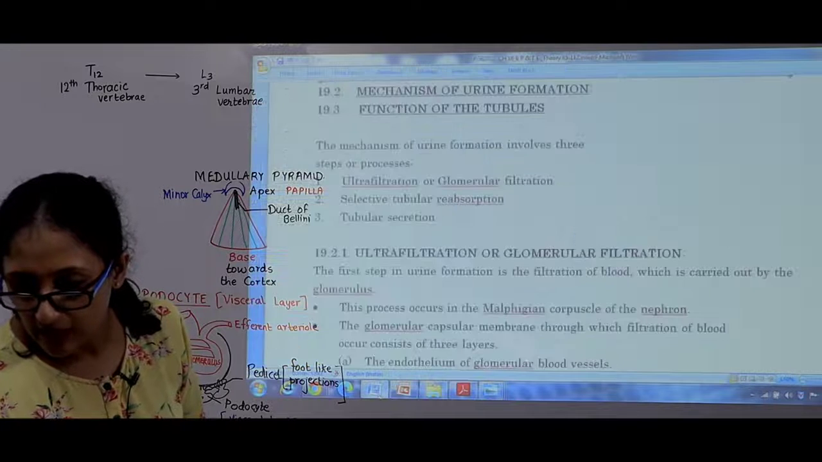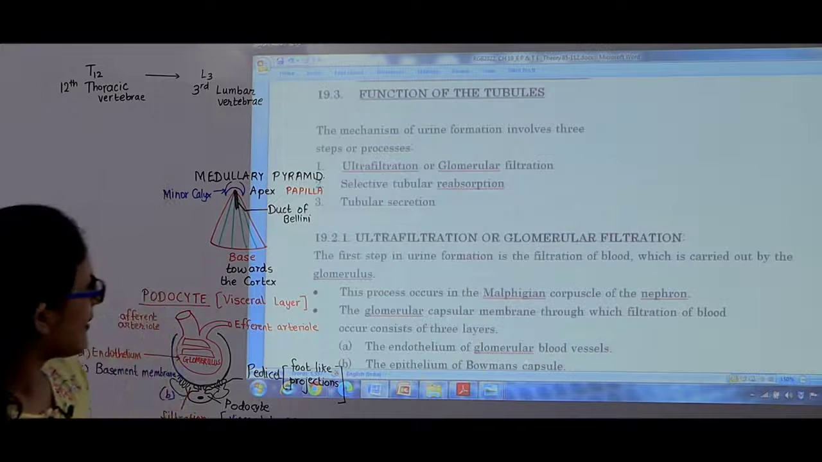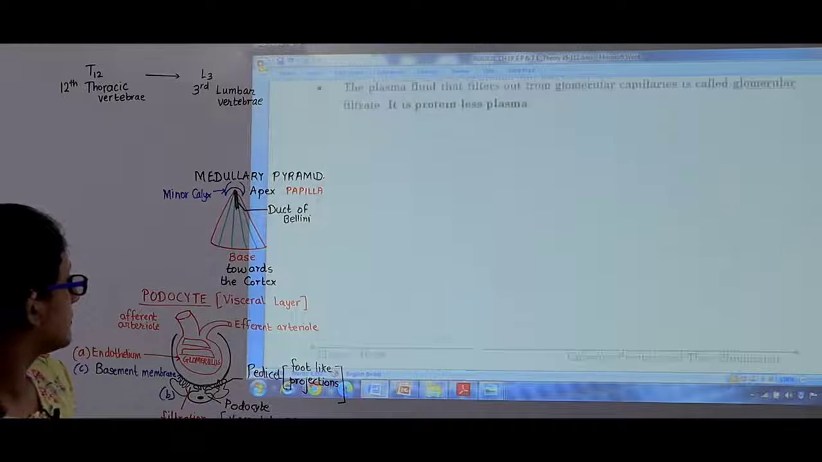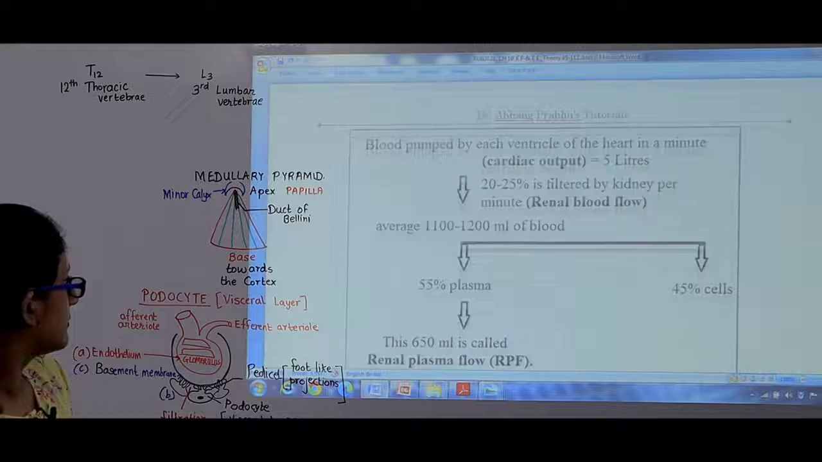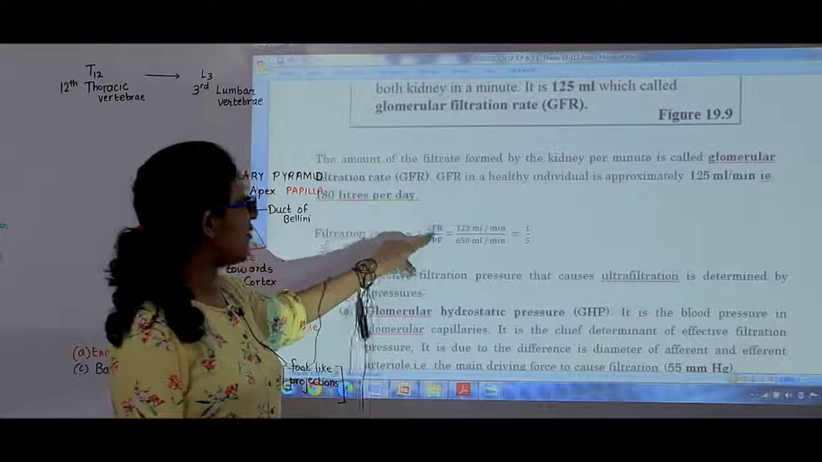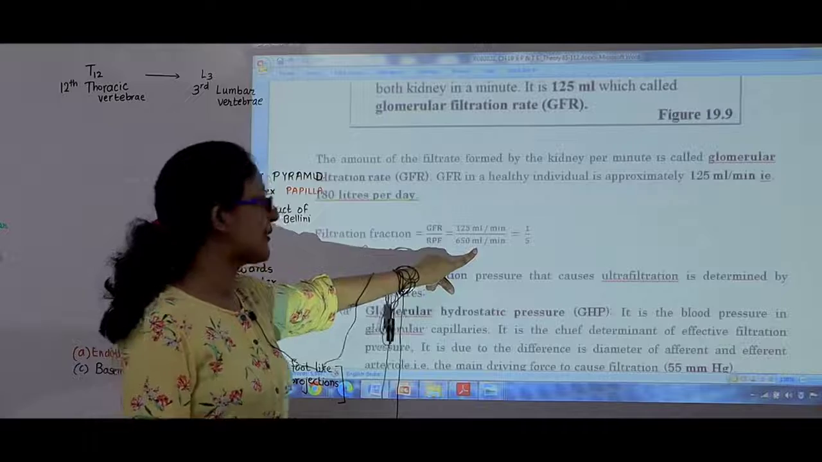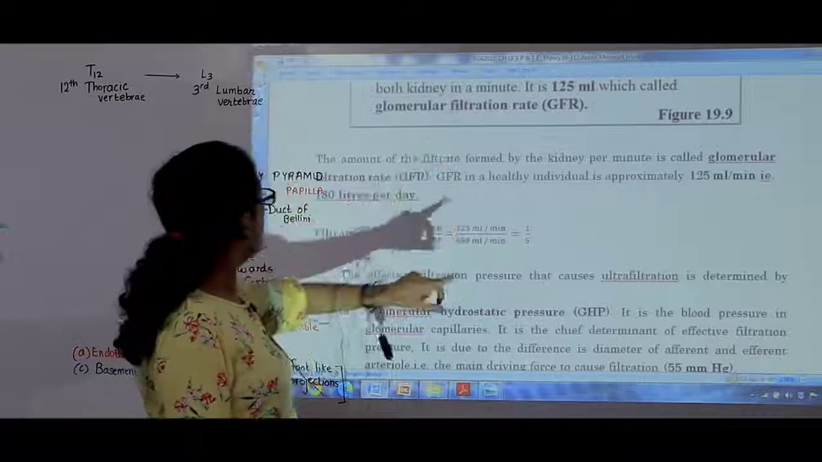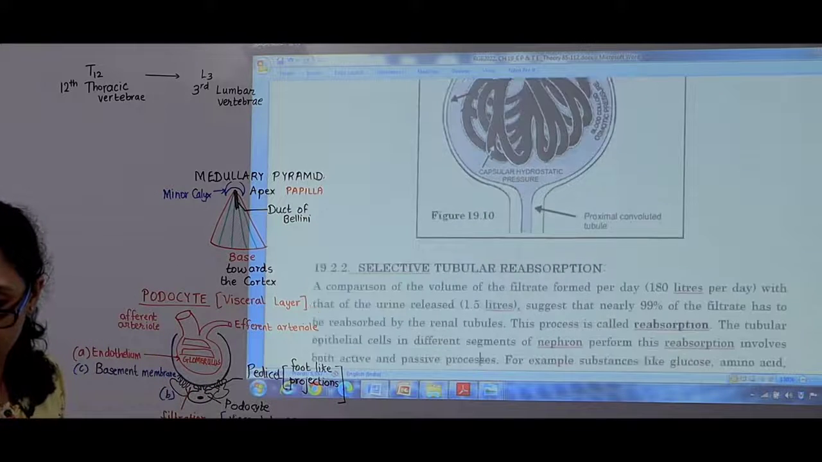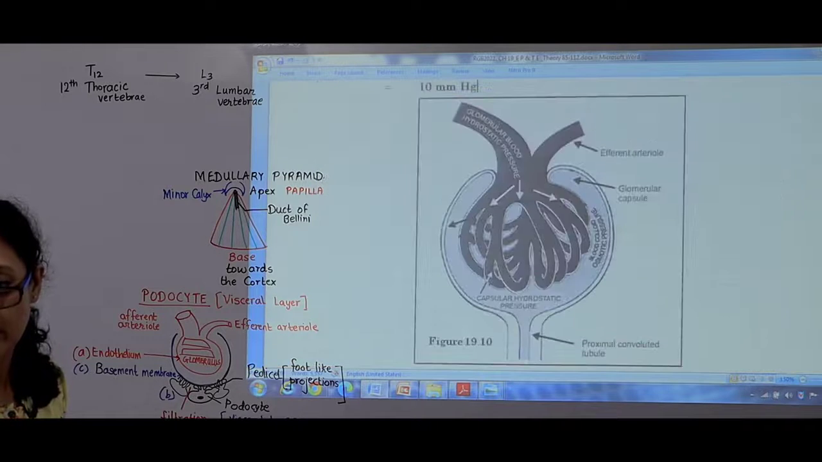So, we have completed the first principle. These are the copy of your notes. We have completed this part. We have completed this flow chart. So, filtration fraction is GFR upon the renal plasma flow, 125 ml per minute upon 650 ml, 1 upon 5 or 20%. So, we have completed with the first principle.